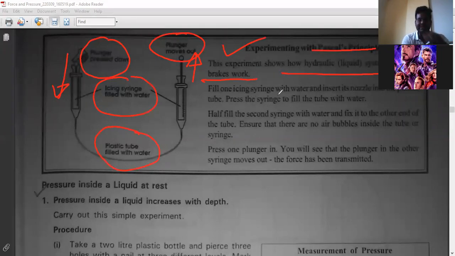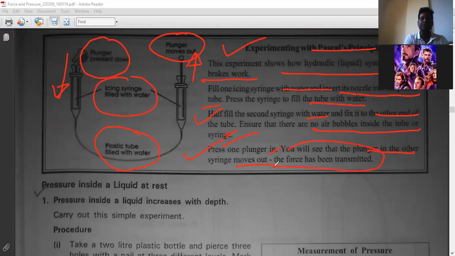Fill one syringe with water, and insert its nozzle into the plastic tube. Press the syringe to fill the tube with water. Half fill the second syringe with water and fix it to the other end of the tube, so that there are no air bubbles inside the tube and syringe. Press one plunger in and you will see that the plunger on the other side moves out.